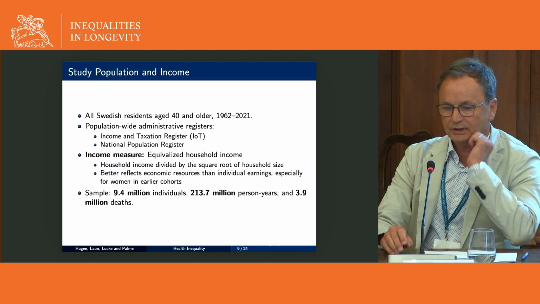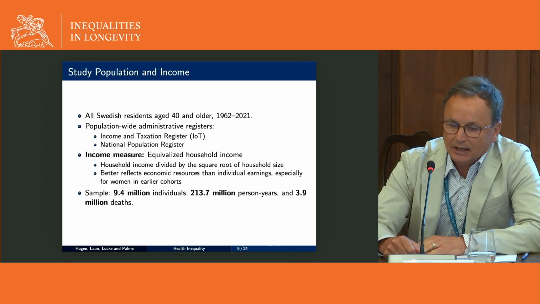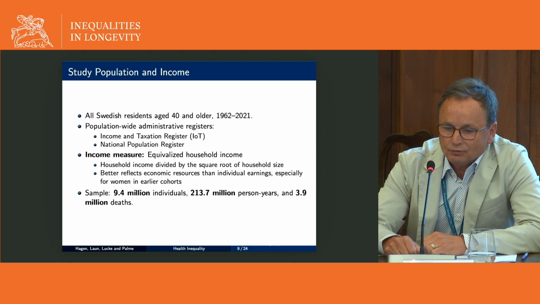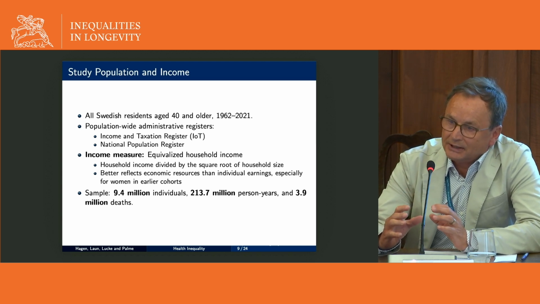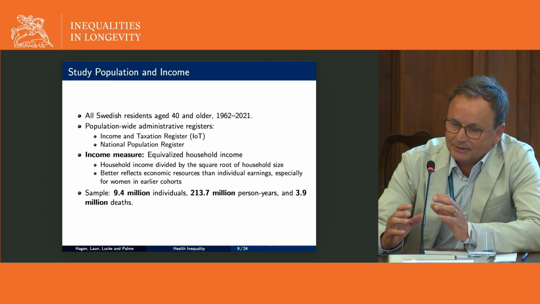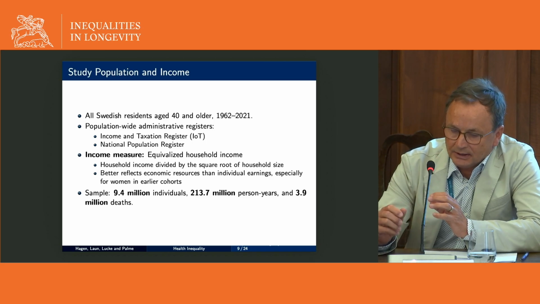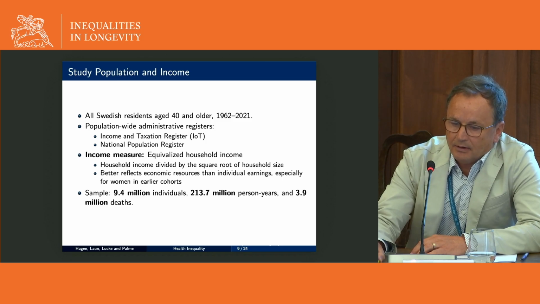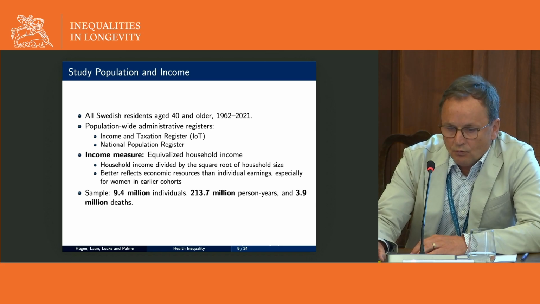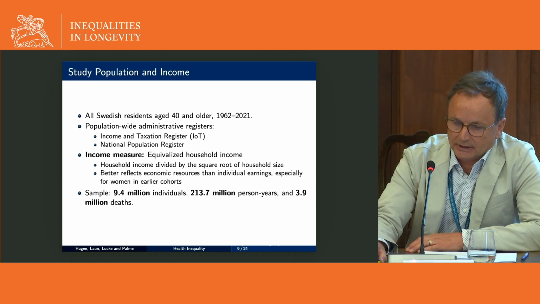Okay, the data we use: we have put lots of effort into collecting income data. So we are able to look at all Swedes permanently residing in Sweden above age 40 for the period 1962 to 2021. We look at tax registers primarily, and also the census registers in some cases. We're able to calculate for all a measure of equivalized household income.